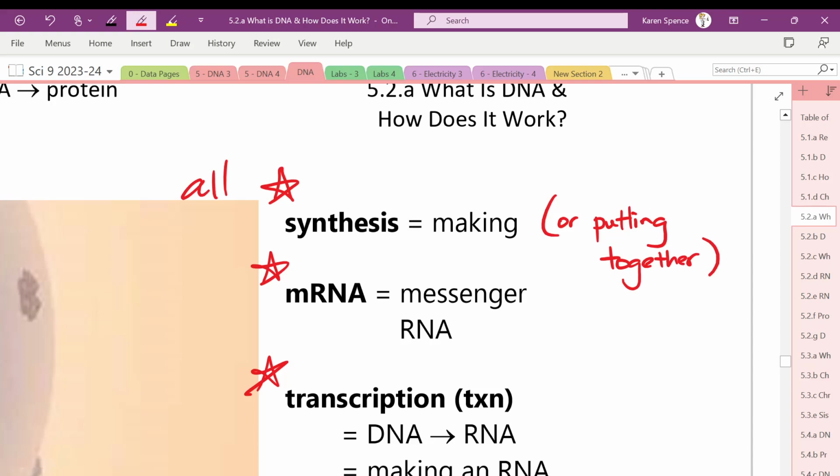So has anyone heard the word synthesis in maybe an English class where you have to synthesize ideas? Okay, it's where you take a few ideas and you put them all together and you synthesize a bigger concept. So that's where you might hear the word synthesize. So synthesis is making.